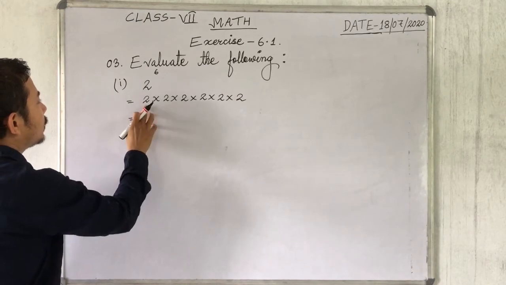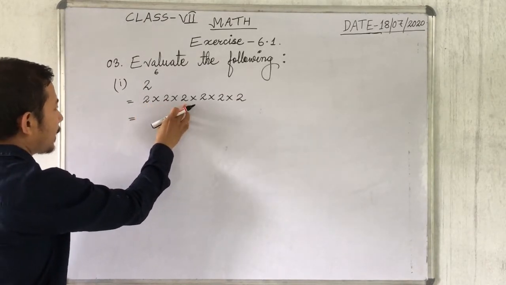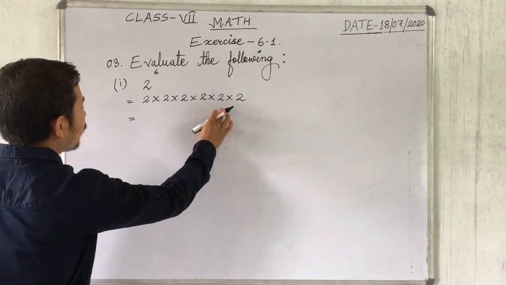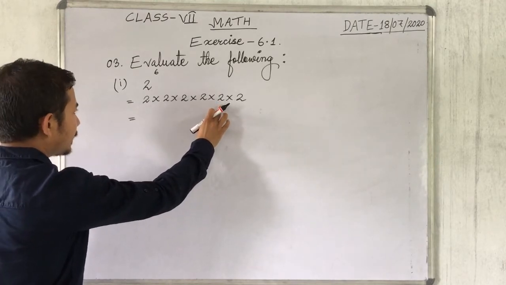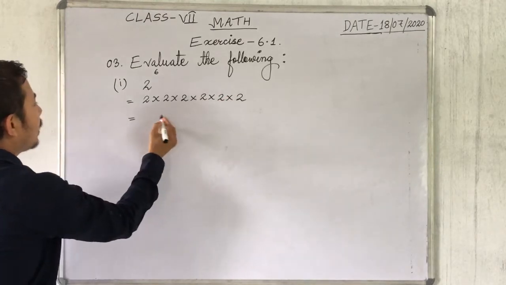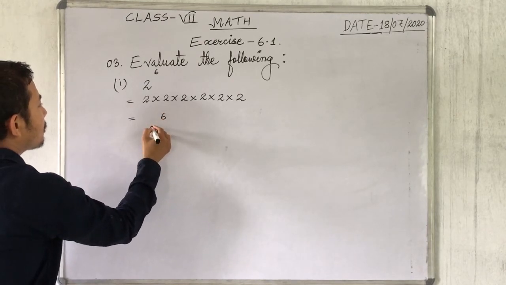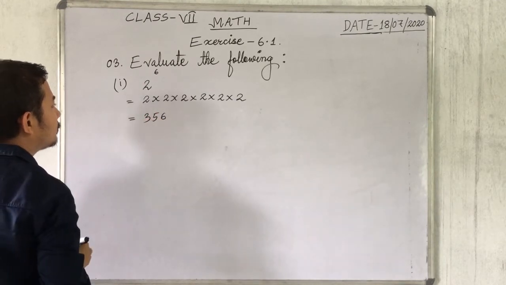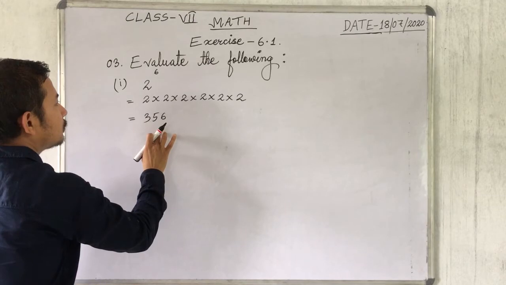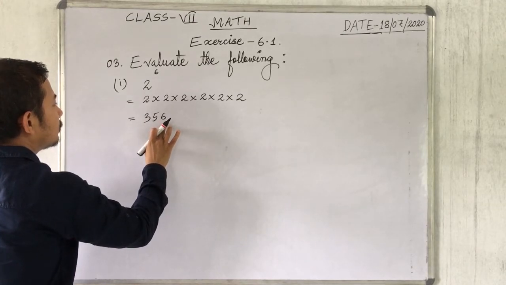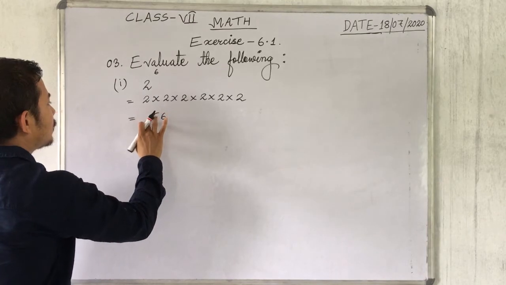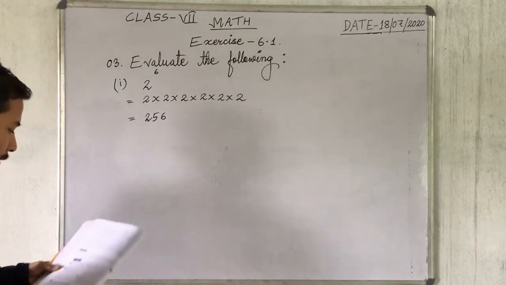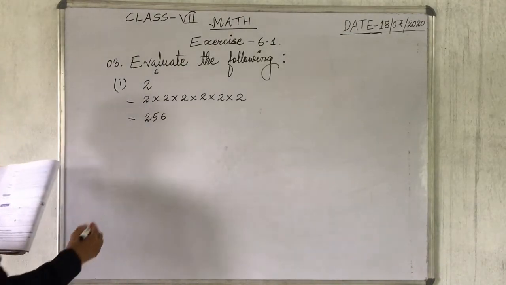So what will it be now? 2 times 2 is 4, 2 times 4 is 8, 2 times 8 is 16, and 2 times 16 is 32, and 2 times 32 is 64. So this way we have to do question number 3. It's very easy, okay? Now number 2.